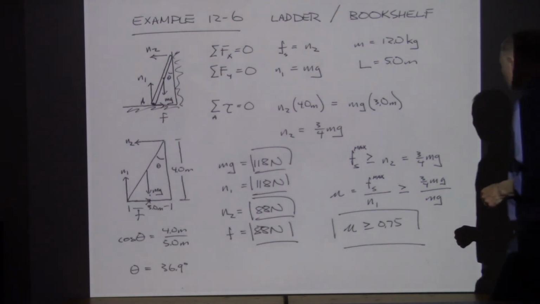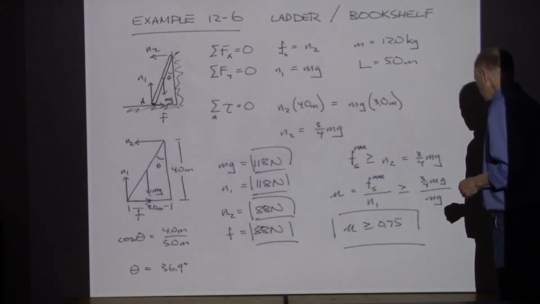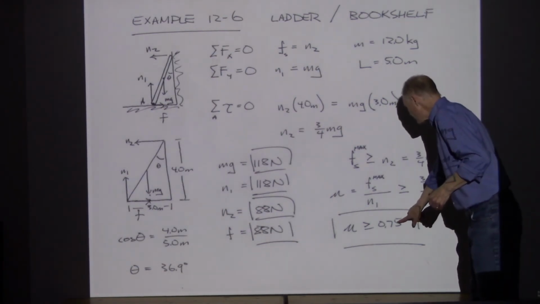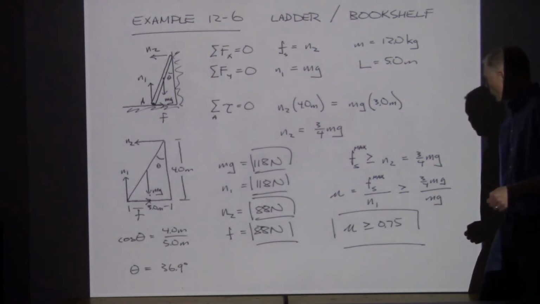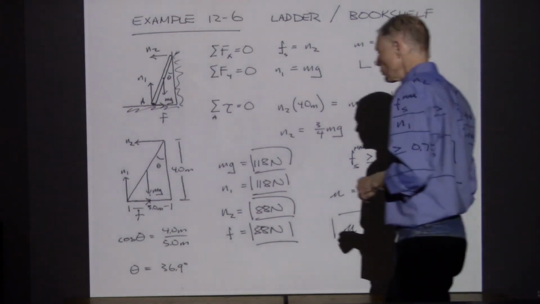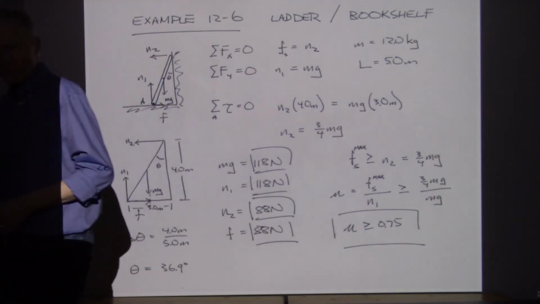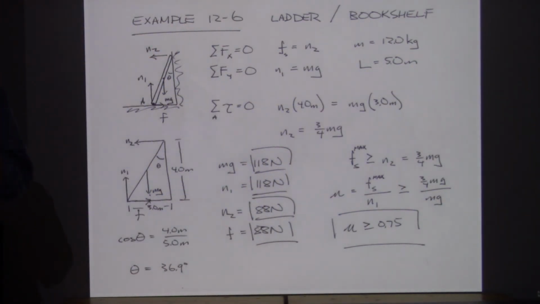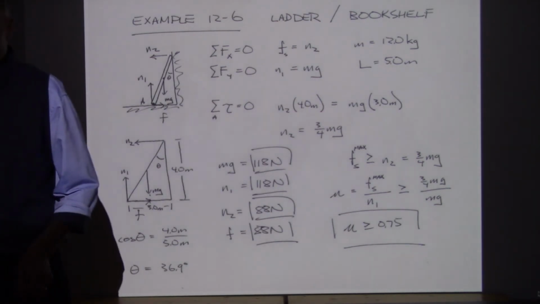And so 3/8 would be half of this, so that would be 0.375. So the coefficient of static friction needs to be at least 0.375. That's my prediction. Try this problem out and see if that's what you end up with. That makes a lot more sense. I was a little nervous when I got 0.75, because 0.75 is a pretty high coefficient of static friction. And you would think that the ladder maybe wouldn't need that much.